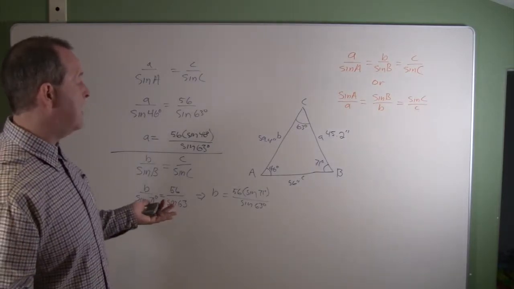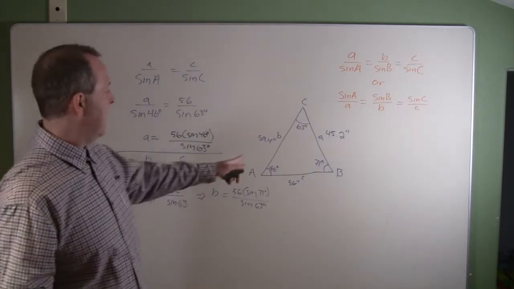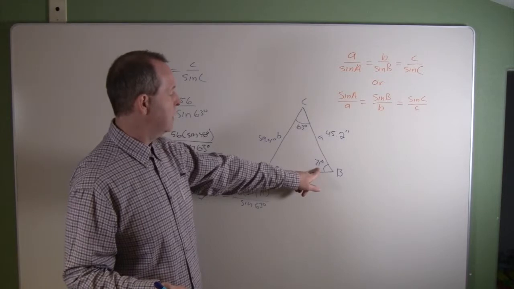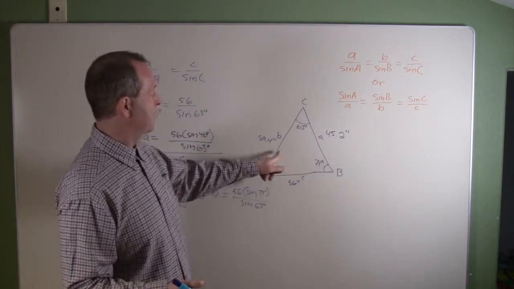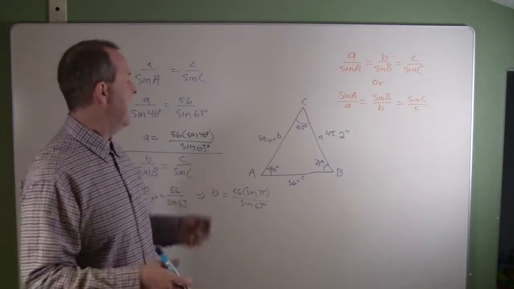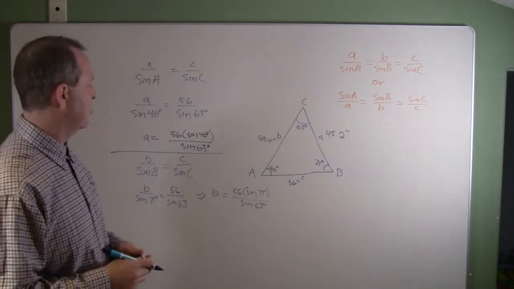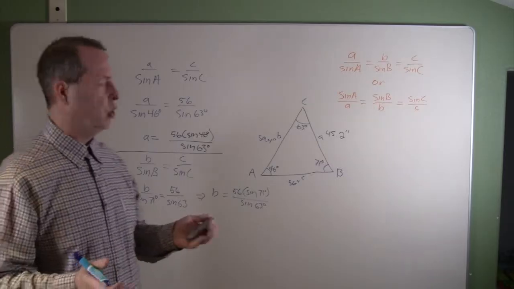And that's reasonable because if I look at that, 71 is the largest angle, angle B is the largest angle, which would produce the largest opposite side. And so that was just a quick little reasonableness check to see if those answers look good.